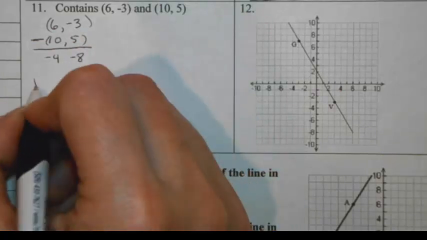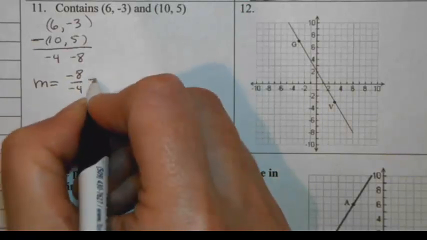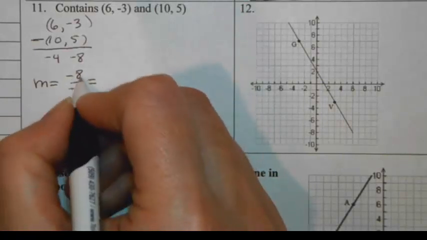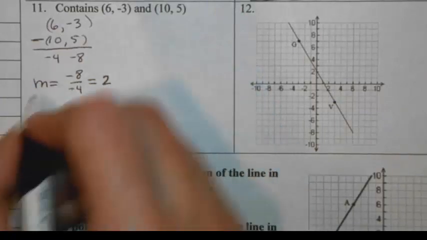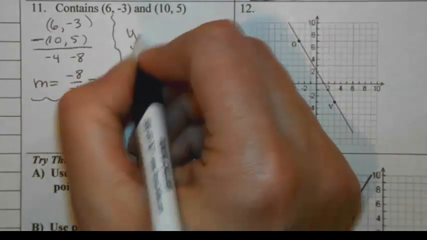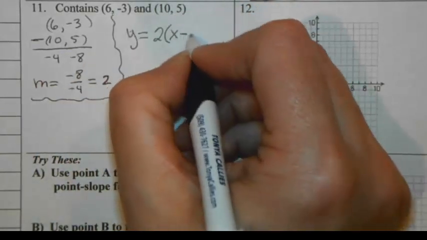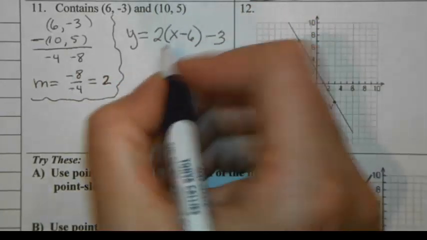Let's put the rise over the run. So I'm going to take -8 over -4. That's a simplify. That's going to become positive, and 8 divided by 4 makes 2. So +2 is my slope. Okay, now that that's done, let's take the point slope formula. Y equals, what's our slope? It's 2 times x minus, let's just take this first point, x minus 6, and then tack on the -3.